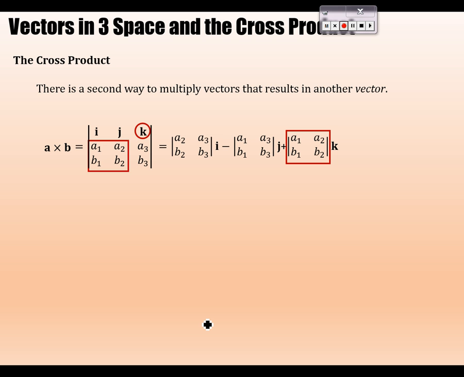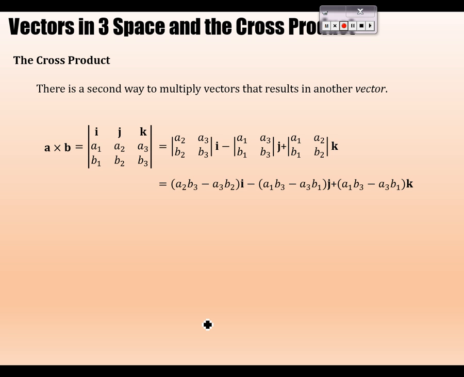Now it still remains to be said how to compute these three determinants if you haven't thought about that before, and I'll tell you in a second. But let me just highlight those again. Do you see where that came from? I times the determinant of this matrix minus the determinant of this matrix times J plus the determinant of this matrix times K. And in the end, we will get a number times I minus a number times J plus a number times K, which will be a vector.